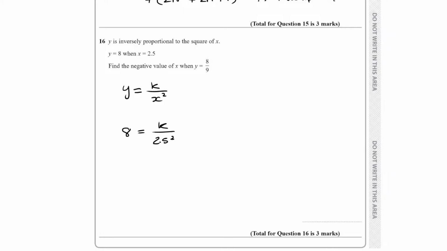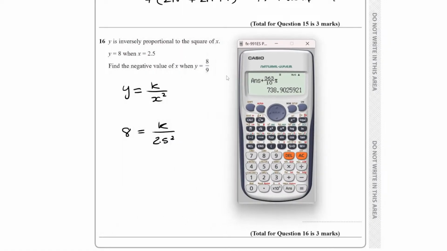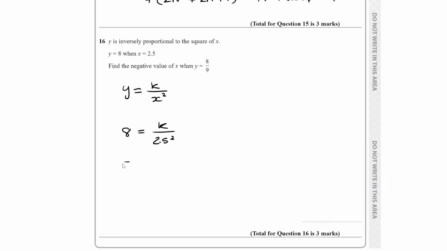Because this is a calculator one, I just went ahead and did 8 multiplied by 2.5 squared, which is 50. So k is 50. I like to then rewrite the formula just so that I have it very clearly written here. So that's my formula. This would probably be 2 marks so far.